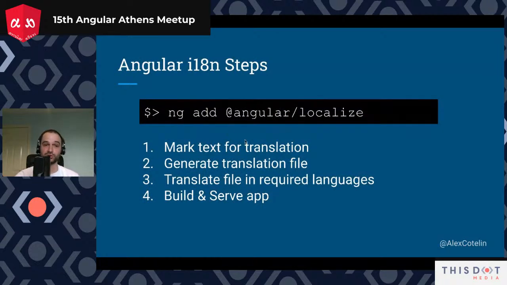So if we want to internationalize our app, first thing we need to, of course, add the Angular localize library. After that, we have to go through our app and we have to mark the text for translation. After that, we're going to run a CLI command that would generate the translation file, which is in an XLIFF format by default. Then that file contains translation units, which we'll see later in the slides. And then we get that file to various translators to translate in different languages, and we have a file for each language that we want to have in our app. And then, of course, we build and we serve the app.